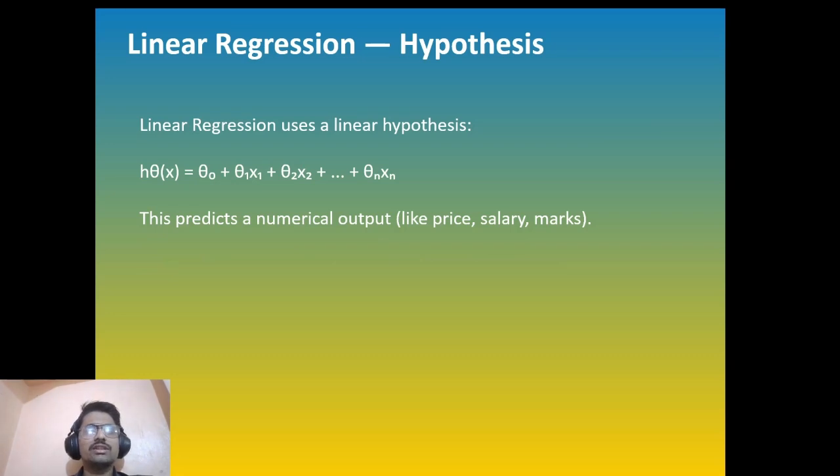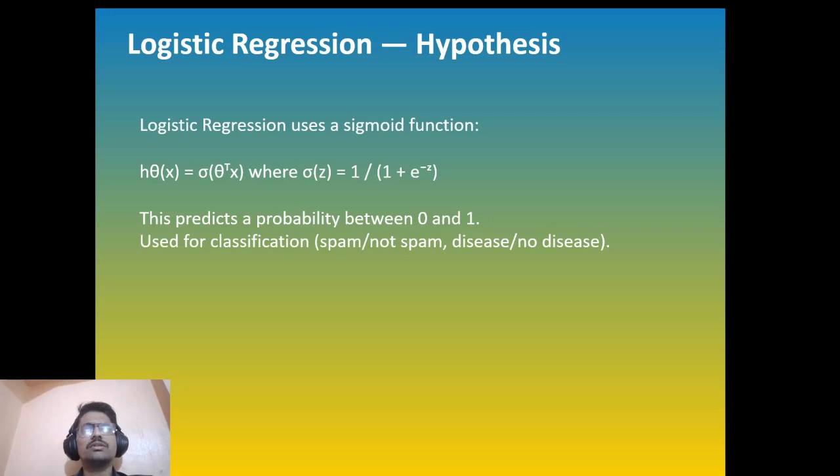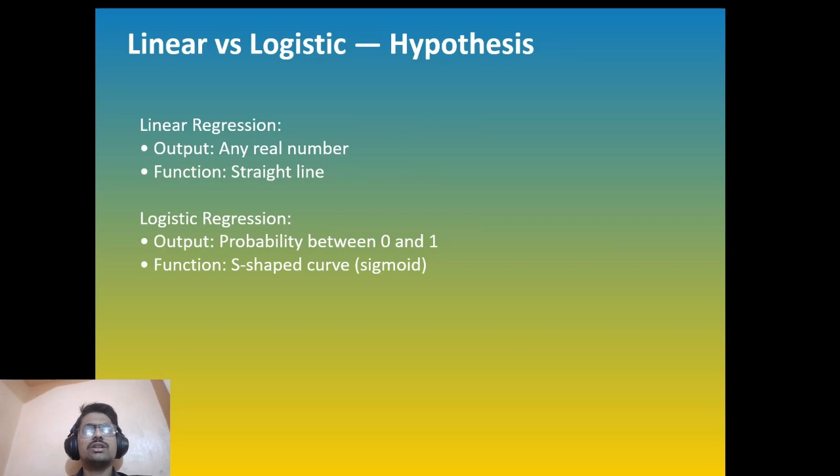So, linear regression hypothesis. Linear regression uses a linear hypothesis. Here is the formula of the hypothesis. This predicts numerical outputs like price, salary, marks. Logistic regression hypothesis. Logistic regression uses a sigmoid function. So here is the function, and this predicts a probability between 0 and 1 used for classification: spam, not spam, disease, no disease.